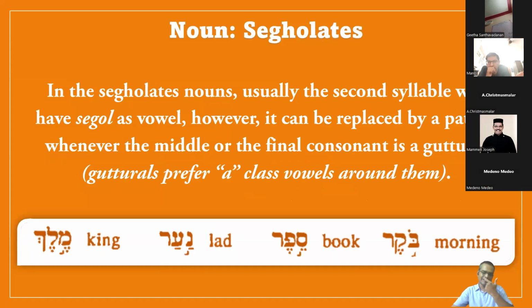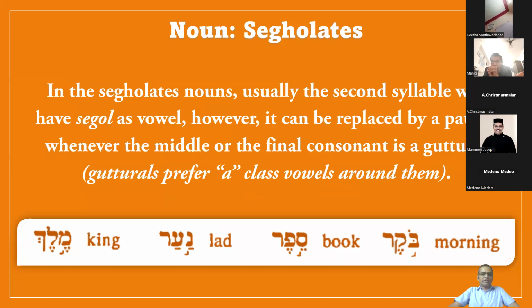Now coming to the second rule. The second syllable will usually have segol. However, it can be replaced by a pata whenever the middle or the final consonant is a guttural. The second syllable will always carry a segol, but if the middle or the final consonant is a guttural, then the segol will be replaced by pata.